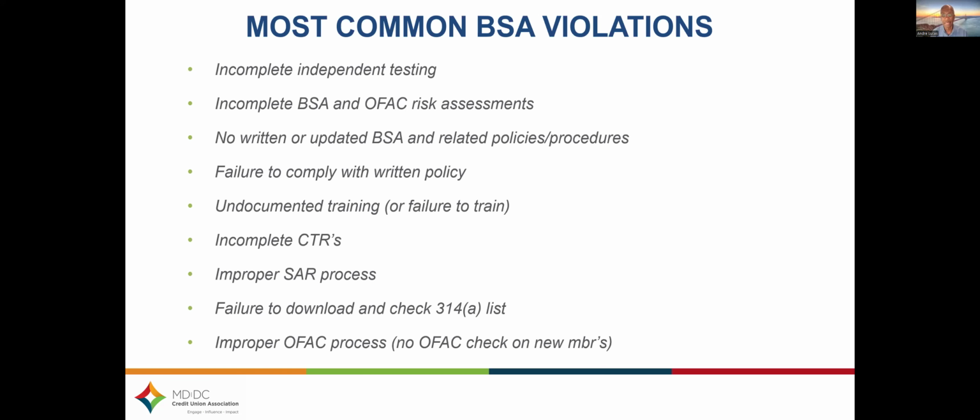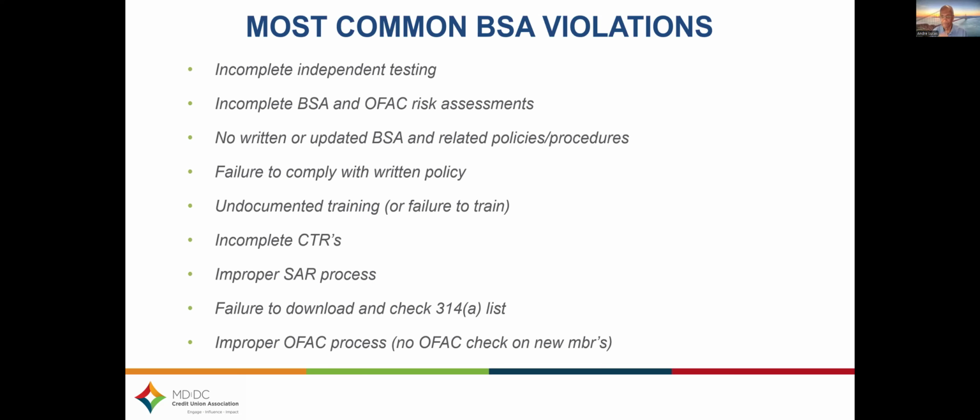No written or updated BSA or related policies or procedures. You're going to have written, but are they updated? Are they approved? Has the OFAC policy date, and the record retention time, been changed? Failure to comply with your written policy.